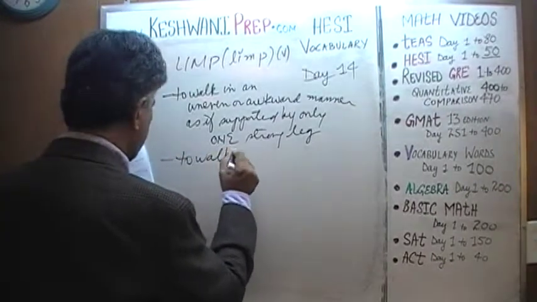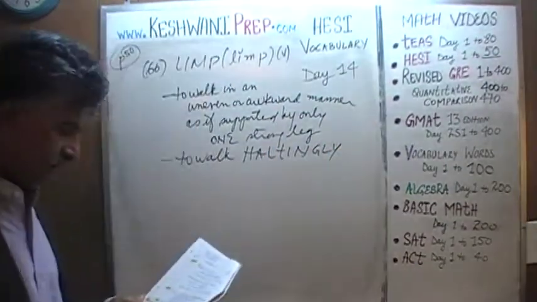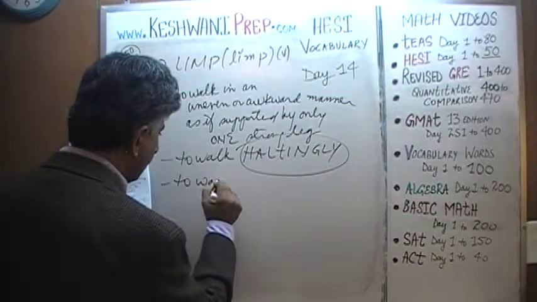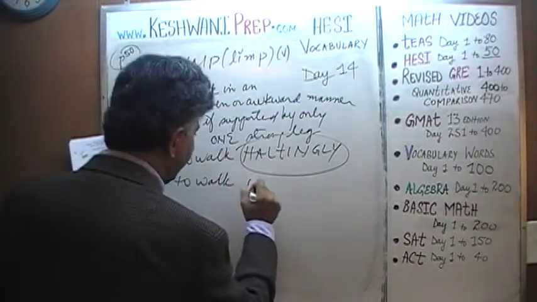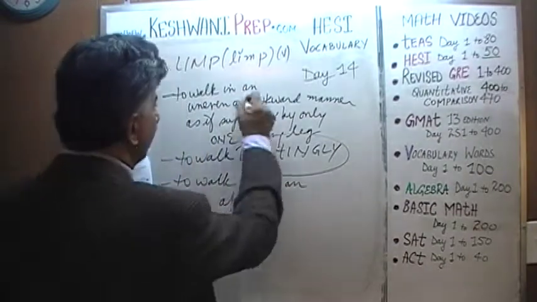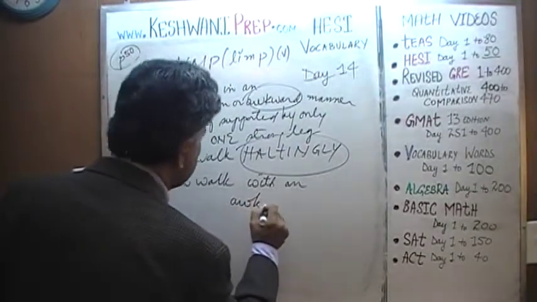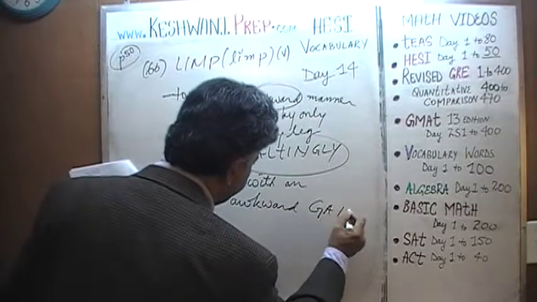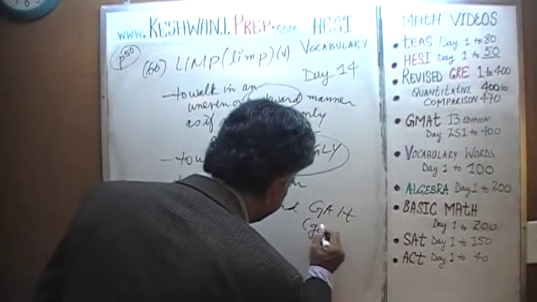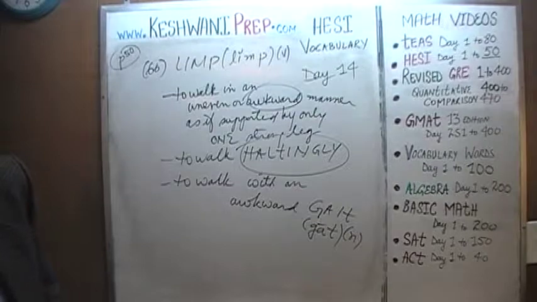Limp means to walk haltingly. That's how we say it. To walk haltingly means to walk with an awkward gait, which is a noun, and the word we're going to talk about next. What does gait mean?